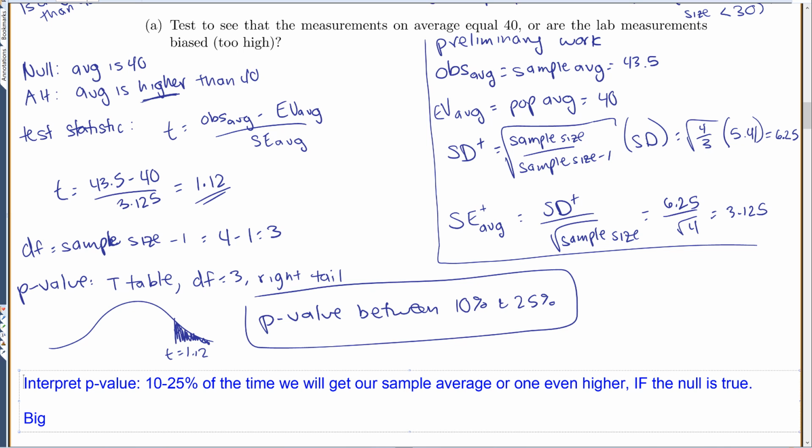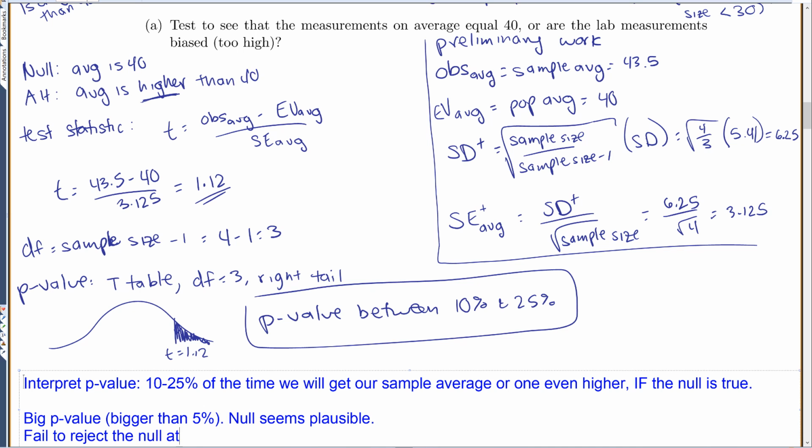That seems like a pretty big p-value. It is bigger than 5%. So I will say the null seems plausible. So I will fail to reject the null at the 5% significance level, because I compared it to 5%. That means it is not statistically significant.